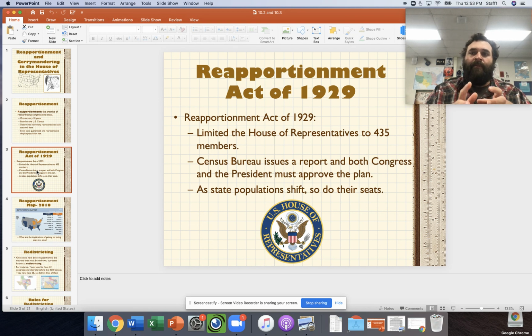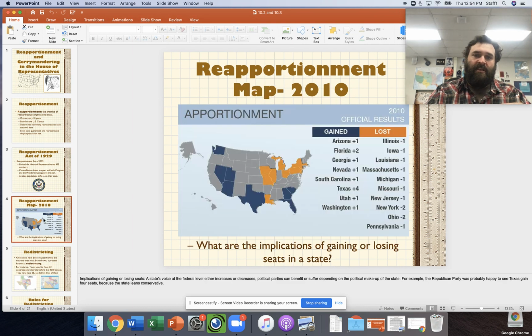The other part to keep in mind is that as populations shift in different places, their representatives do too. So maybe places will lean more liberal or lean more conservative over time as their population changes.